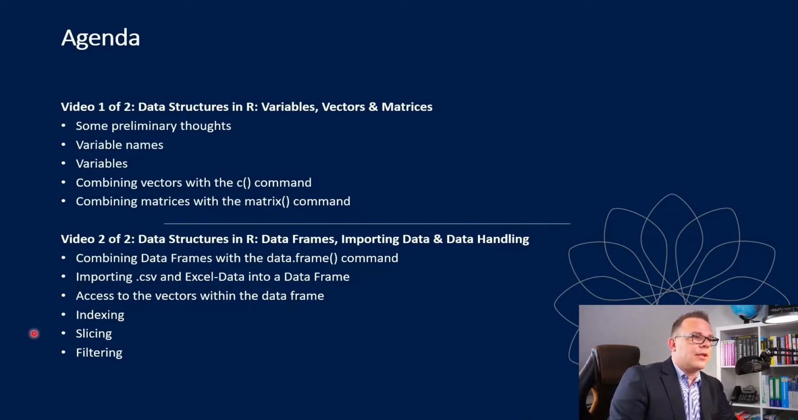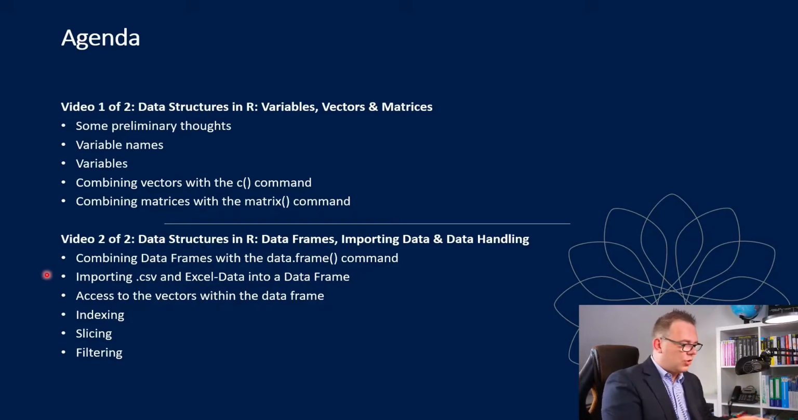So, in our first video we learned about variables and matrices and how to combine them. Accordingly, in this video we're going to learn how data frames are composed and how they are combined. Then, since we don't want to type in all our data with a keyboard, we're going to import our data from CSV files. CSV stands for comma-separated values, which is simply a text file with a certain structure, and from Excel files into such a data frame.